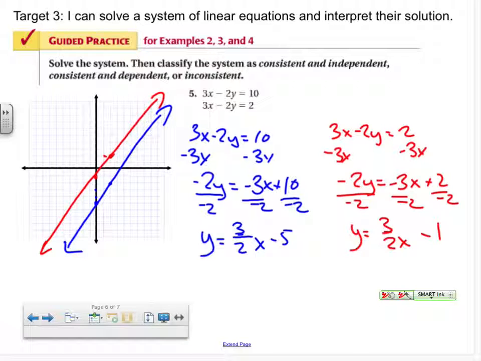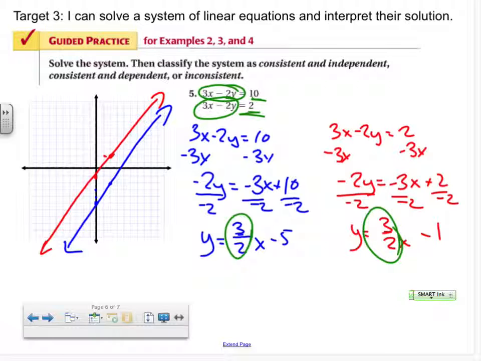All right, those two lines never cross. We got ourselves an inconsistent system. A couple things that should key us off to this fact that this is an inconsistent system is, first off, 3 halves x, they both have the same slope. Second off, right from the get-go, we got 3x minus 2y equals 10, yet at the same time, 3x minus 2y equals 2. How can the same thing be equal to two different things? Well, it can't. That's why it's called inconsistent. You cannot have the same thing equal to two different things.